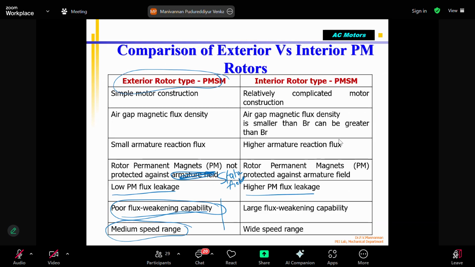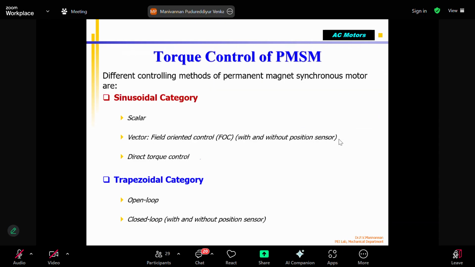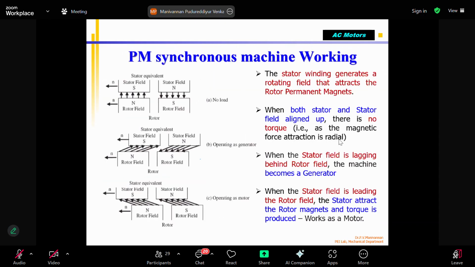But if you use interior, higher speed is possible. The magnet is protected, because it is inside the core. So the stator coil is not going to generate eddy current inside your rotor magnet because it is buried inside the core. So it has large flux weakening capability, because the rotor core absorbs the flux, not the magnet. With higher flux, higher speed is possible because the magnets are not affected. You can run your motor at higher speed. Okay, I think I will stop here. Just 2 slides.